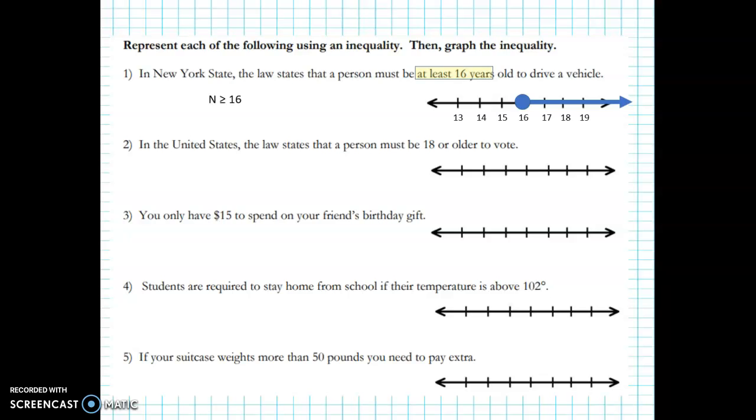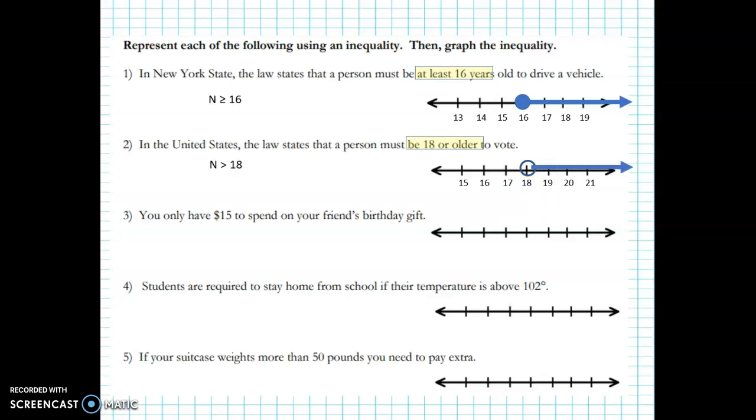In the United States, the law states that a person must be 18 or older to vote. Since you can be 18 or older, this means we are using a greater than or equal to symbol. N is greater than or equal to 18. Please notice the mistake there in the inequality. You need the line underneath. Then, put in your numbers. We should be using a closed circle, not an open circle, and graphing to the right.